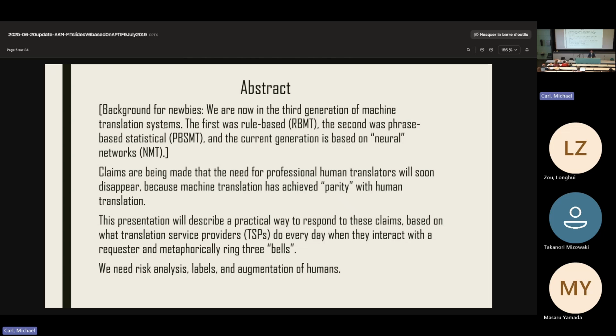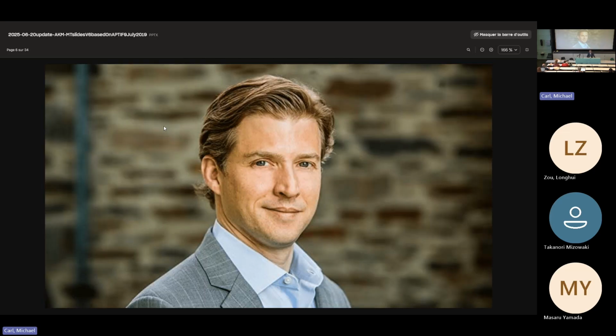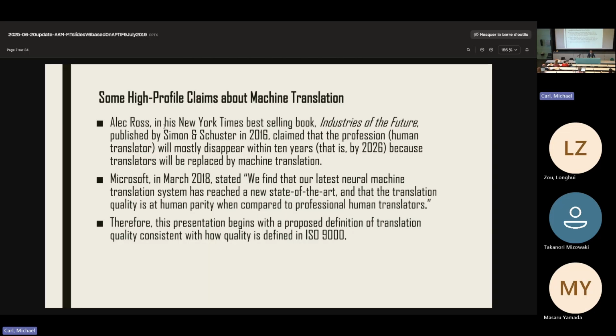Okay, claims of parity. Parity meaning machine translation is just as good as human translation. So let's look at some of those claims. Who is this? Anybody recognize him? New York Times bestseller author, New York Times book. No? 2016, Alec Ross.